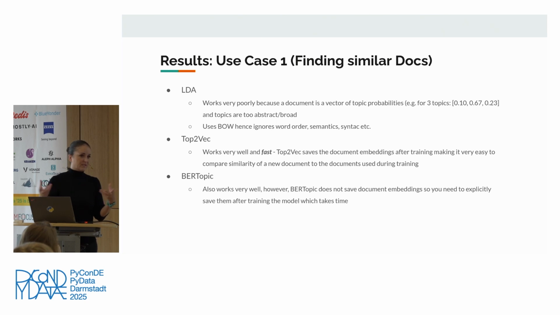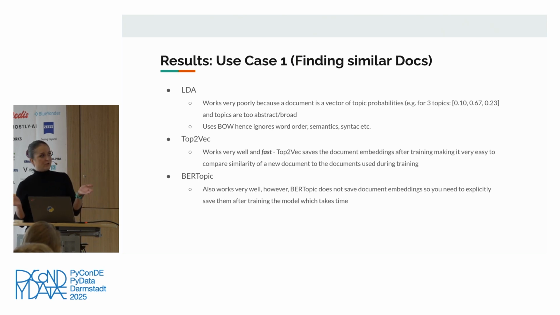So let's say a new policy document comes out. I want to know which ones are similar. I can easily just use cosine similarity and get the most similar documents. Same with BERTopic, but as I say, BERTopic does not save document embeddings.